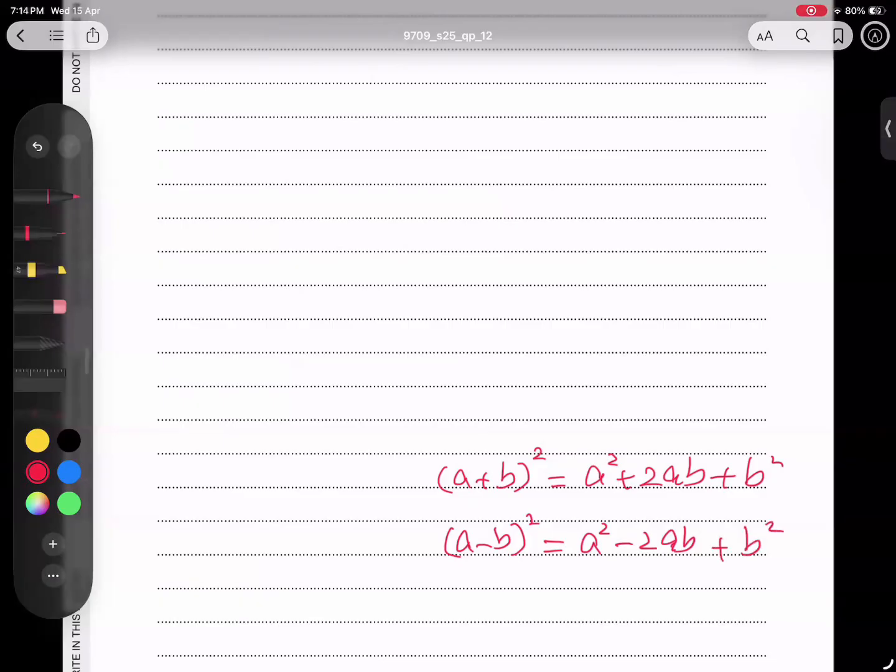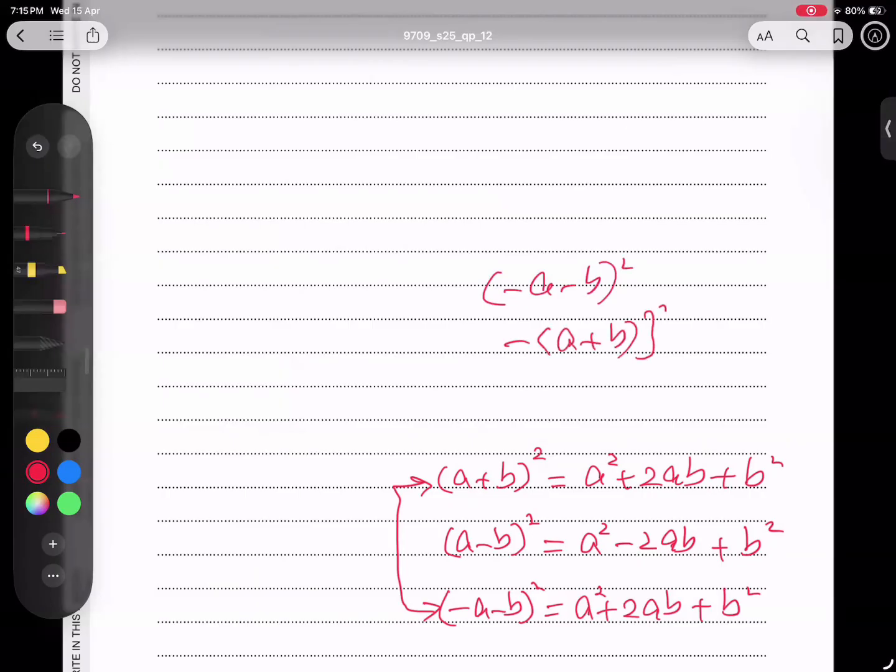But the important part: when both signs are negative, it is dealt with the same as the top one. So it means all signs are positive. You may ask what the reason behind this is. Okay, I tell you the reason. Whenever we have two negative signs, I can take the negative common. I get (a + b) whole squared on top.